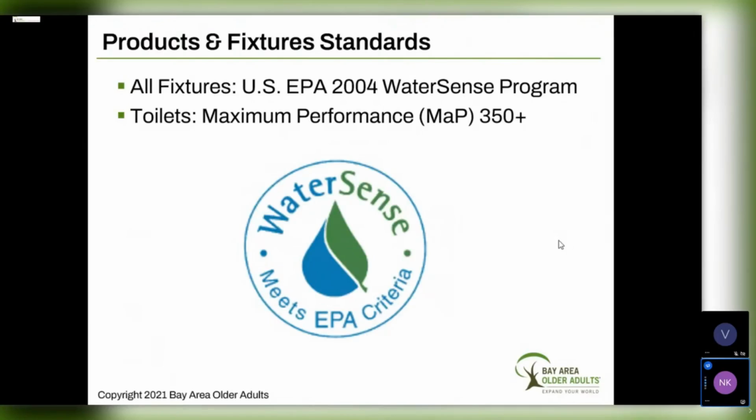The other standard I want to mention is MAP, short for maximum performance. And this is specific to toilets. And MAP testing was developed by the municipal water utilities industry in 2002 in response to the complaints about the low flow toilets in the 1990s. It is a program to test and rank toilet models based on performance and publish the results for the consumer.